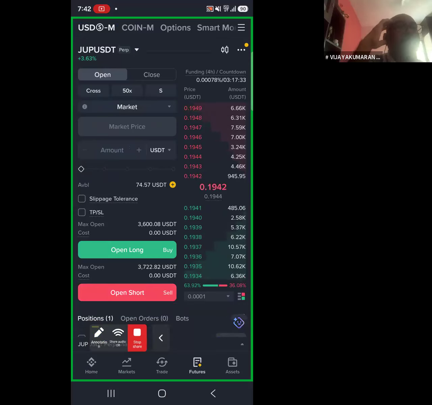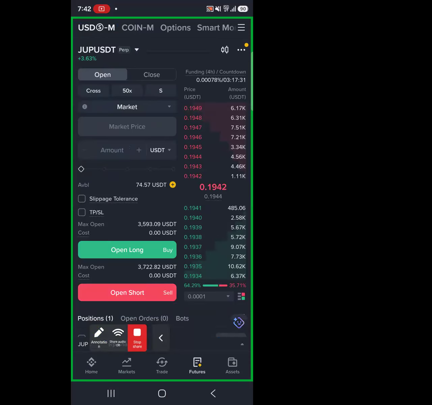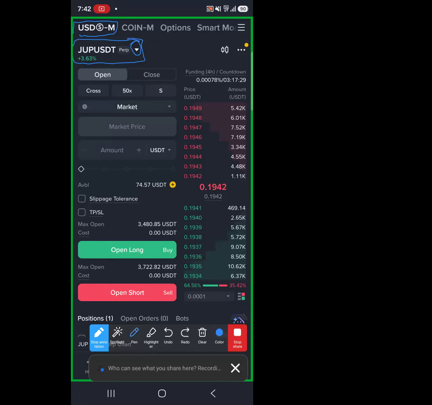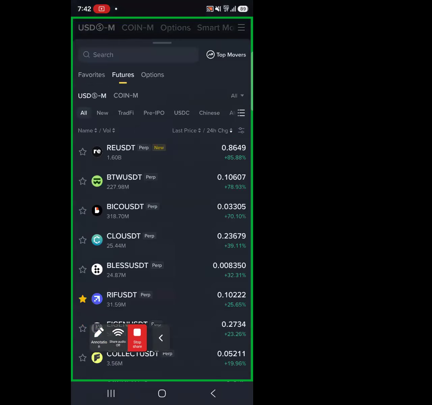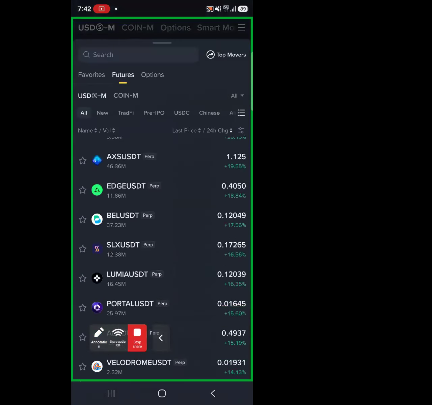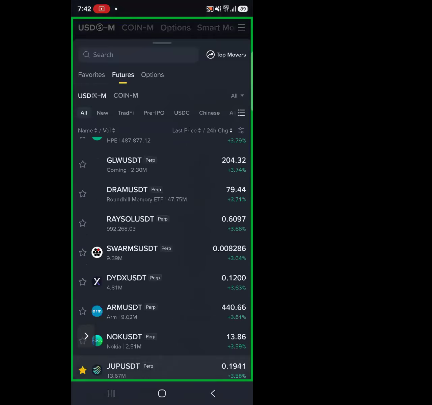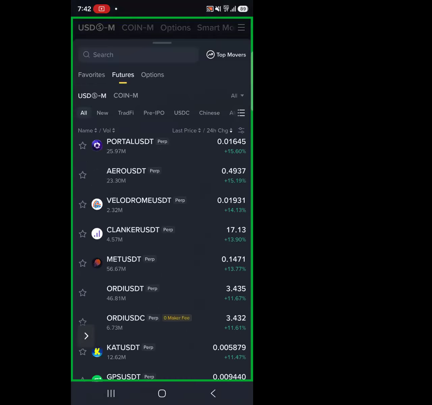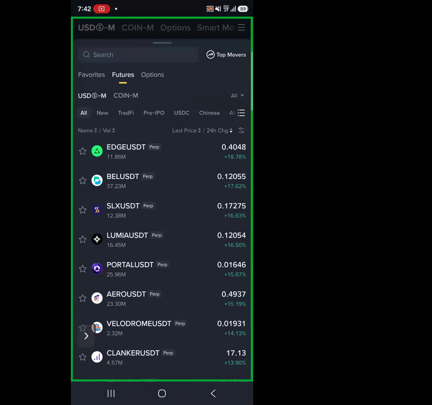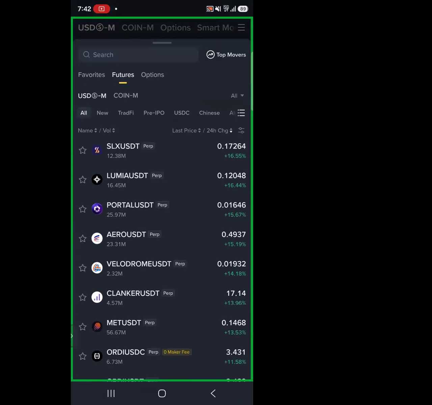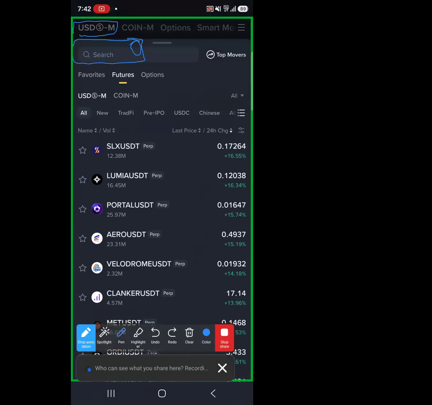So, for example, if I tap on this arrow, you're going to have the list of different coins. And these coins have been grouped and categorized depending on what they're doing in the market, or what they address, or the project they lie in.